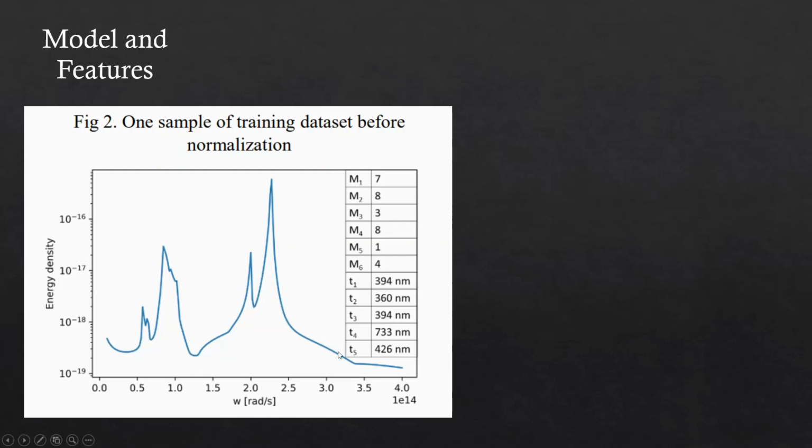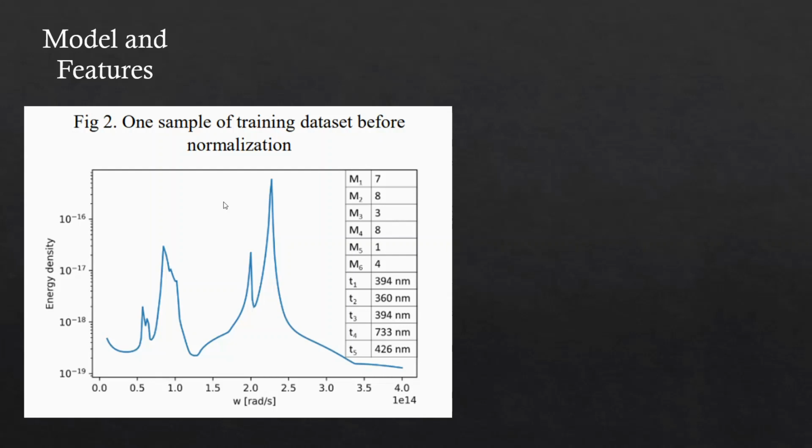And what is the output of the model? You have this spectrum in this frequency range. We discretize that into 200 points, and this is the output of the model. So each training sample has 11 features as the input and 200 spectral points as the output. For training the model, I generated 1 million training samples, 200k for validation, and 100k as a test dataset.